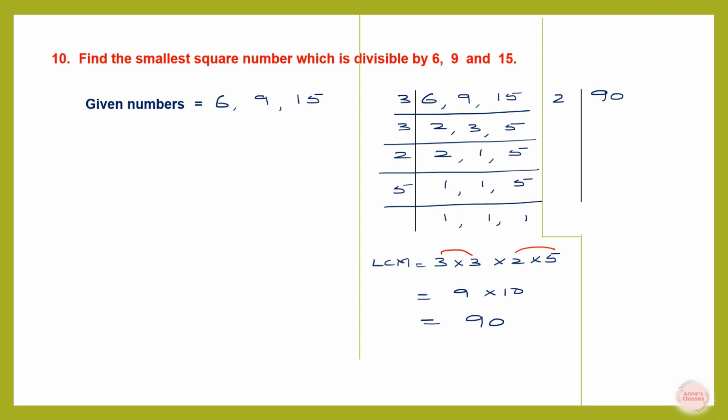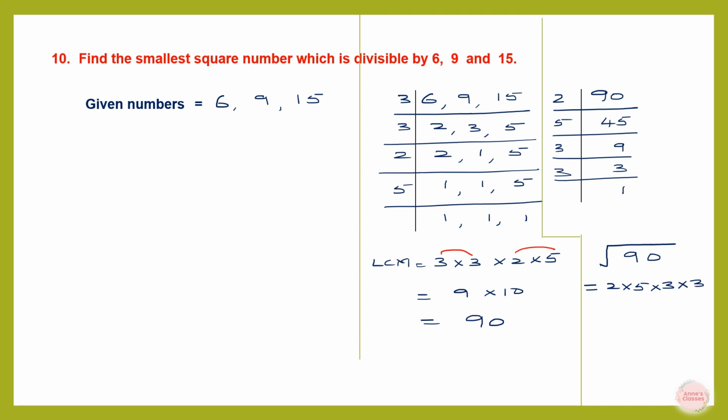Let's begin with 2. 2 into 45 is 90. Now let's go to 5. 5 9s are 45. Let's go to 3. 3 3s are 9 and again 3 1s are 3. So what are we finding here? We're finding the square root of 90. So to find the square root of 90, we're going to write all the prime factors, that is 2, 5, 3 and 3. So let's write that 2 into 5 into 3 into 3.